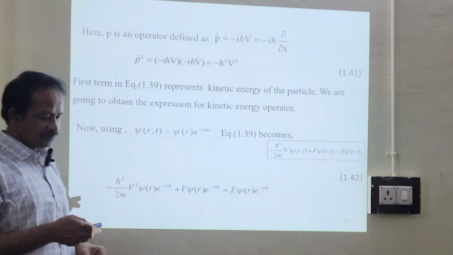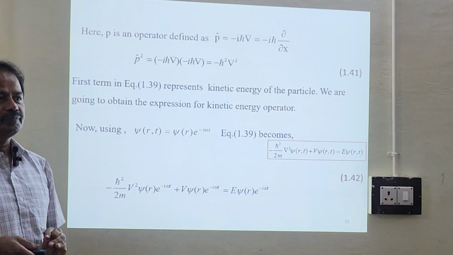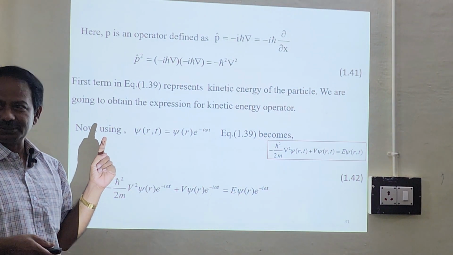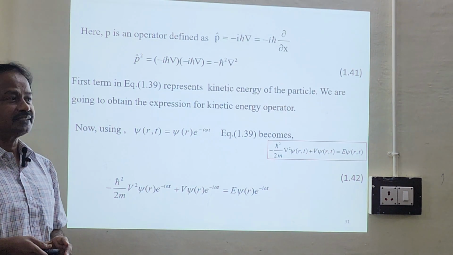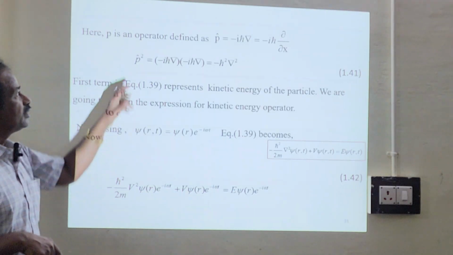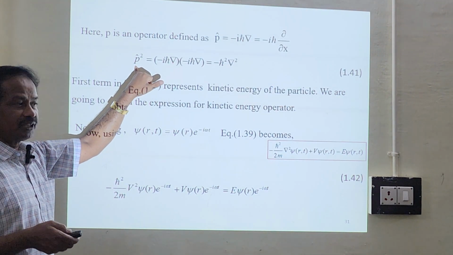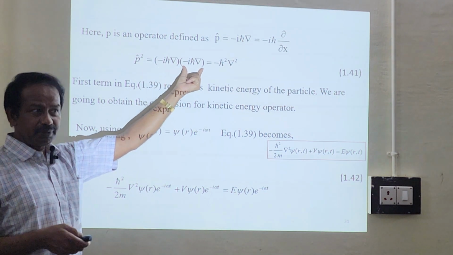Now I will write p in terms of operators. Yesterday we looked into this operator, correct, in the last video. The P operator can be written as minus i h cross partial d by dx, del. Okay, now p squared, we need to have only p squared. So p squared will be minus i h cross del multiplied by minus i h cross del.